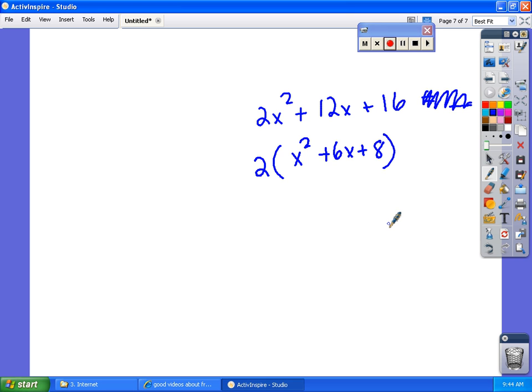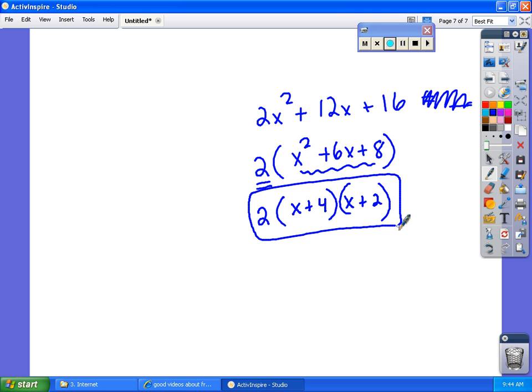In the last problem, we didn't even worry about keeping that 2 on the outside because it was an equation, we could just divide everything by 2. But when you're factoring, you have to actually take out the greatest common factor and show it. Then you can take this part and factor this further into what we got in that last problem, which was x plus 4 times x plus 2. And notice I'm not going to find out what x is because this is not an equation. It's just an expression. But notice the 2 has to stay on the outside.